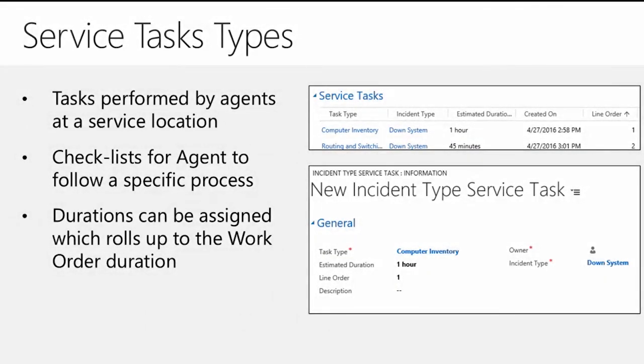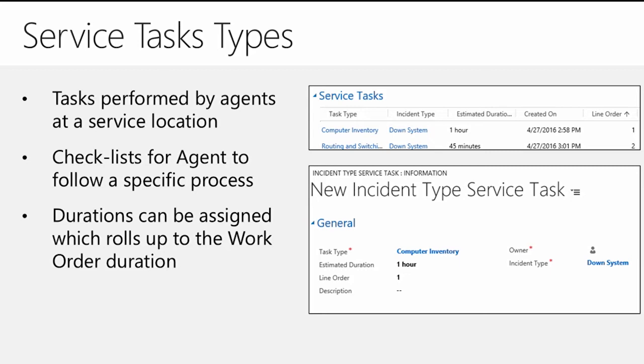The final piece to the whole incident type thing is the service task types. So we talked a lot about, when you create a work order, there might be a specific list of things that have to be done. These are the items that are going to roll up into that work order that will ultimately reflect the estimated duration of that work order based upon the item that you're going. So again, really think of tasks or service tasks as a checklist in regards to what you need to be accomplishing as you're working through this particular work order.